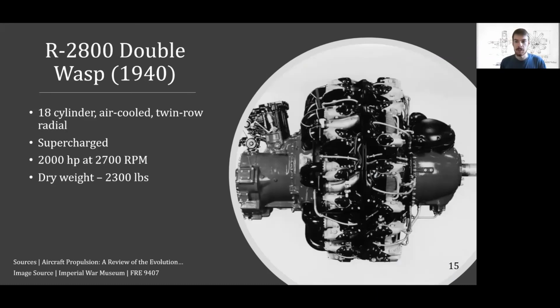The double Wasp was the evolution of the standard radial. You can see it has 2 banks of radial cylinders, so 18 total, and it was supercharged. It powered many famous aircraft in the Second World War, both commercial and military.